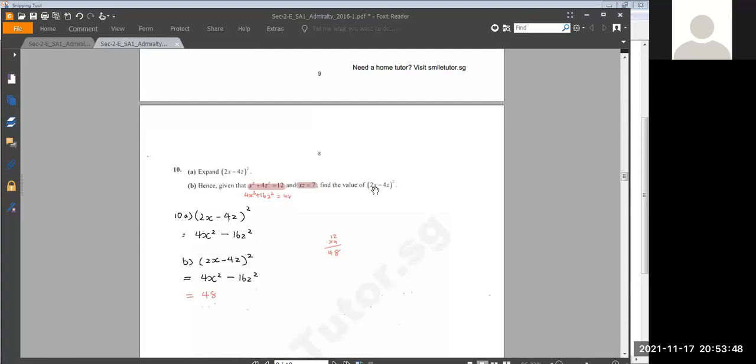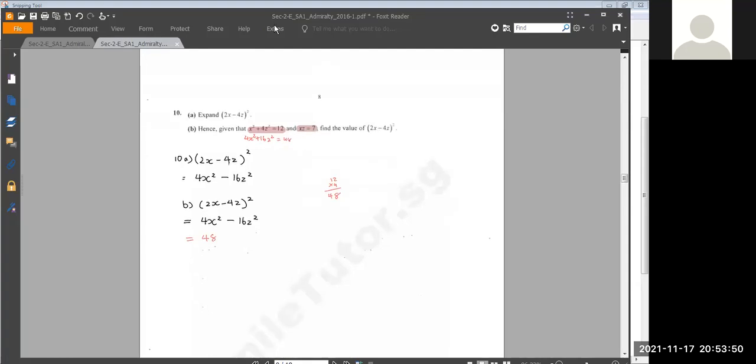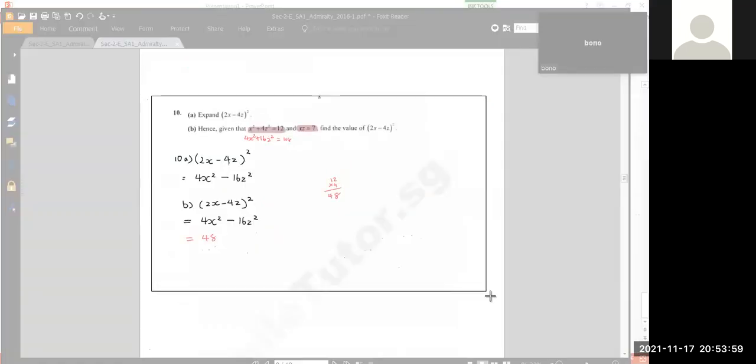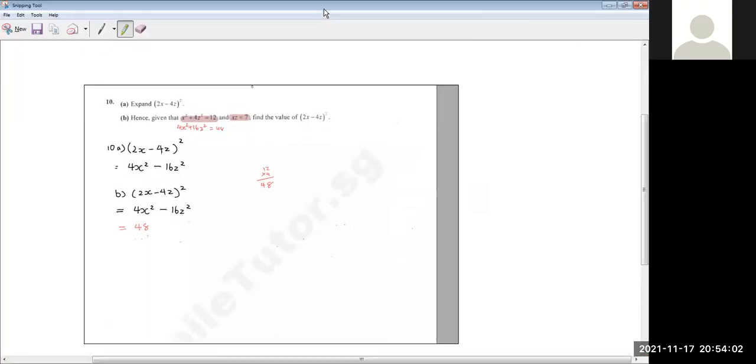Hence, given that this is this, find the value. This one should be quite easy because, like I say, your this is wrong already. You realize your mistake or not for part A, 10A? You realize your mistake already? When you have bracket square, are you supposed to have 2 terms only? No, right? You're supposed to have 3 terms. So that means you miss 1 term. Okay.